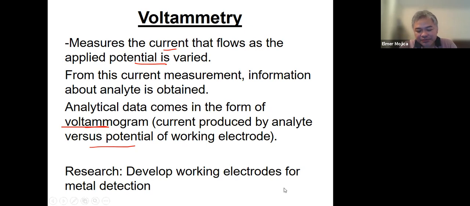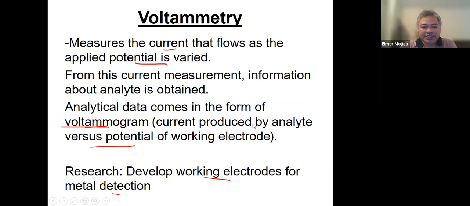When I was in the Philippines, I took over the instrument, the voltammetric analyzer 693 by Metrohm, from Dr. Jose Santos. I just continued what he was doing at that time, which was developing working electrodes for metal detection. The way we look at it here, we try to develop these working electrodes using carbon paste together with a so-called modifier, which I'm going to explain as we go on.